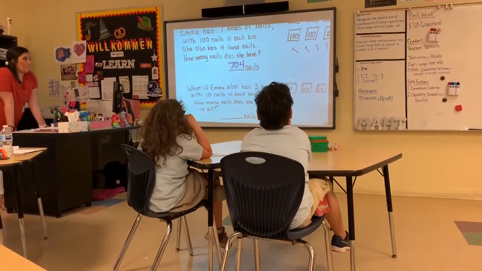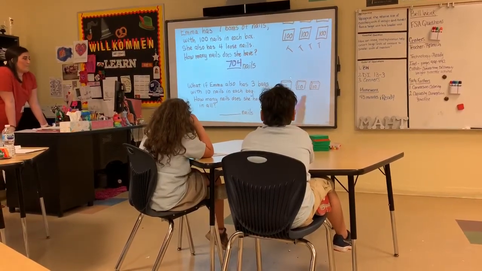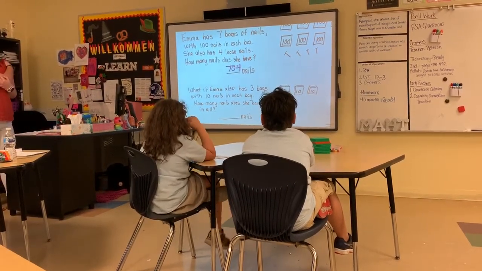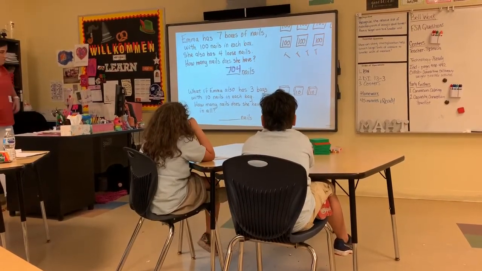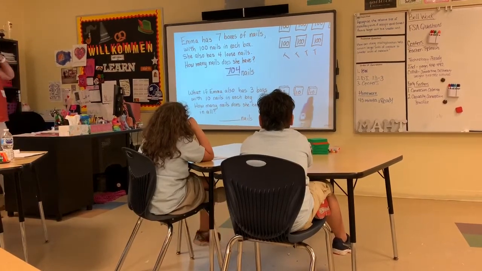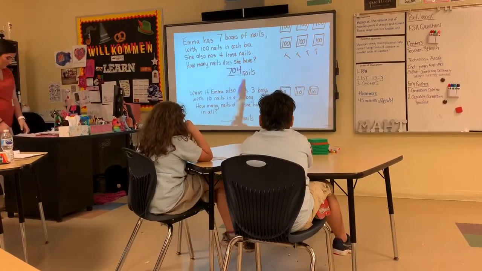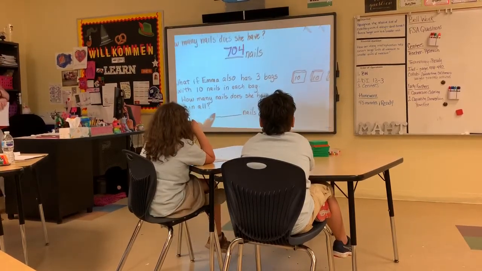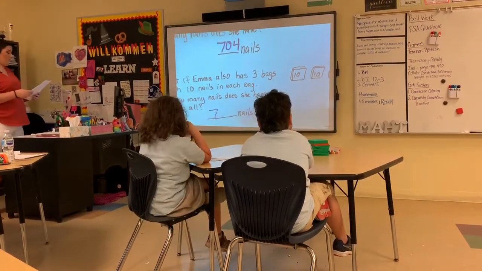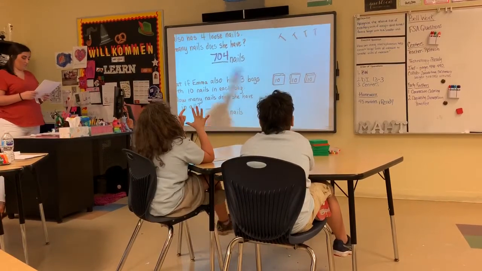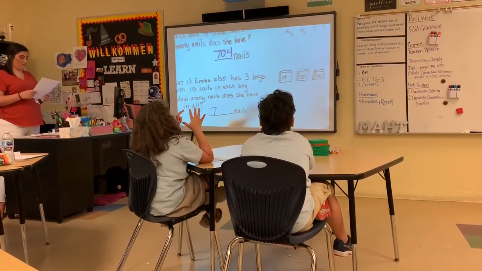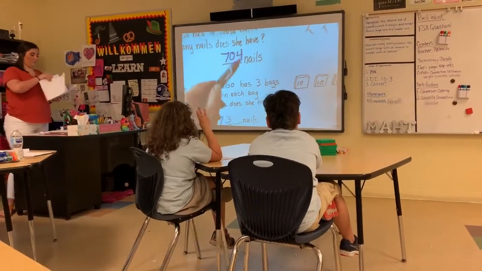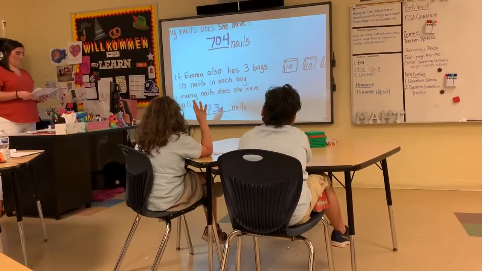So it has 3 bags with 10 nails in each bag. Now, how many nails does she have in all? So we have 10, 20, 30. So we need to add 3 tens to this number. It's not going to change the hundreds, is it? So she still has a 7 in the hundreds place, but now she had no tens before. Now she has 3 tens, and she still has the 4 loose ones, doesn't she?